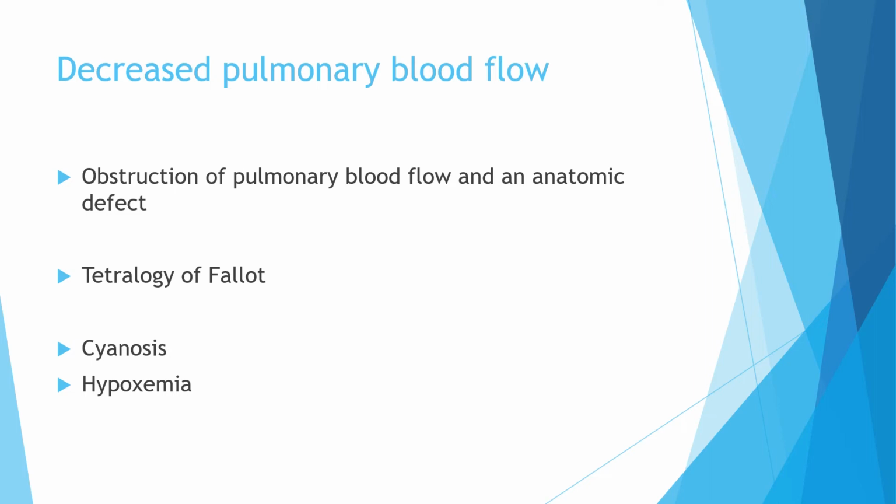I also have, in tetralogy of Fallot, VSD, pulmonic stenosis, and right ventricular hypertrophy, because that ventricle is trying to work really hard to pump blood to my lungs. And I also have this overriding aorta. With an overriding aorta, the aorta is between the right and left ventricles. So it's overriding, or it's between both of those ventricles. So it's receiving half oxygenated and half deoxygenated blood.